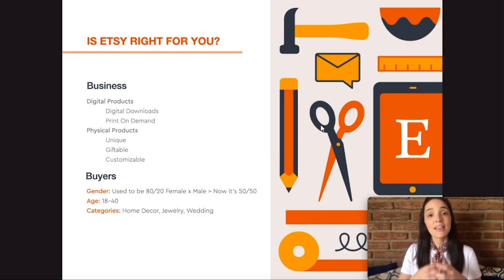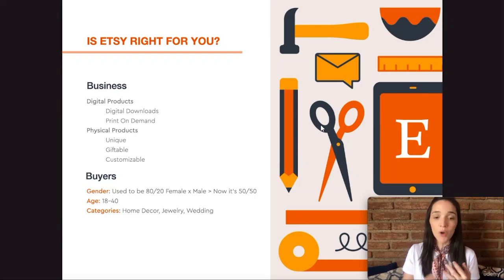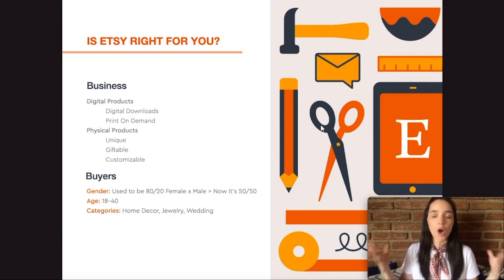And last but not least, the most successful categories on Etsy are home decor, jewelry, and wedding categories. But do not be discouraged if you're planning on offering products that do not fall within these categories. As we talked about, there's so much opportunity on Etsy, and more active buyers are coming to the platform, using it as a discovery tool. So they're open to all types of offers for your product, no matter what category it falls in.